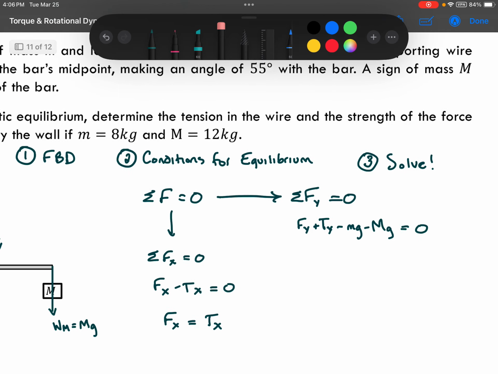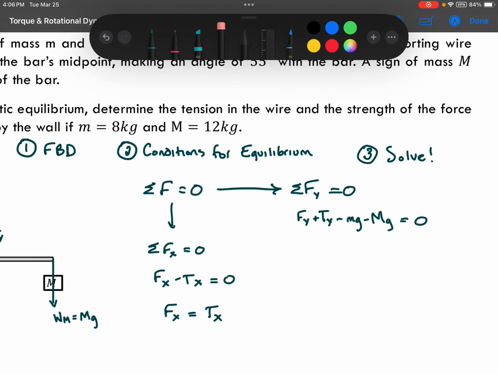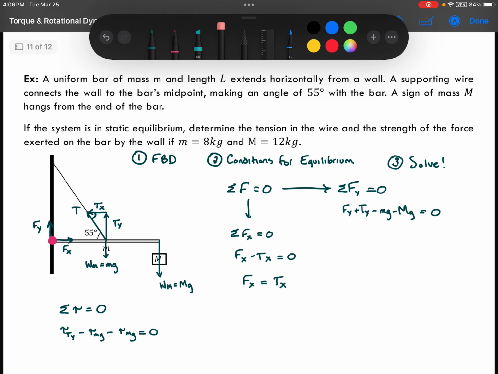If we look at this net force equation, we had come to a conclusion: if we know Fx, that's equal to Tx, or vice versa, the magnitude. At the moment, we don't know either of those, so that's not super helpful for us. If we look at the net force in the y direction, we still have two unknowns in one equation. So again, not super helpful.